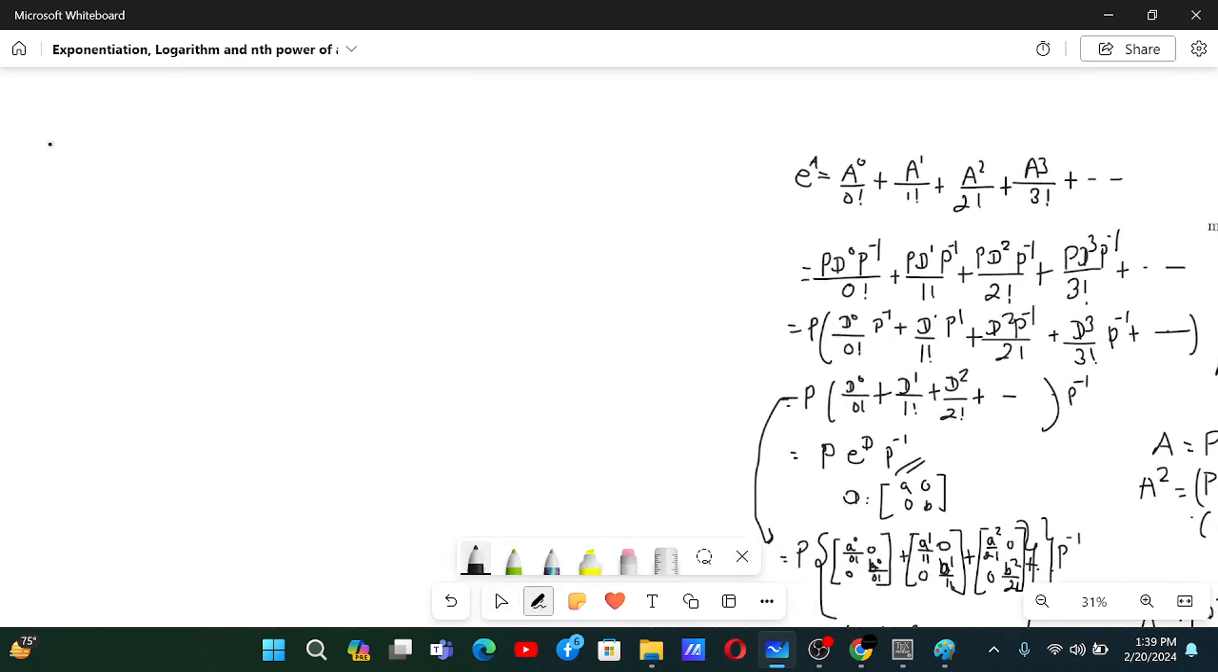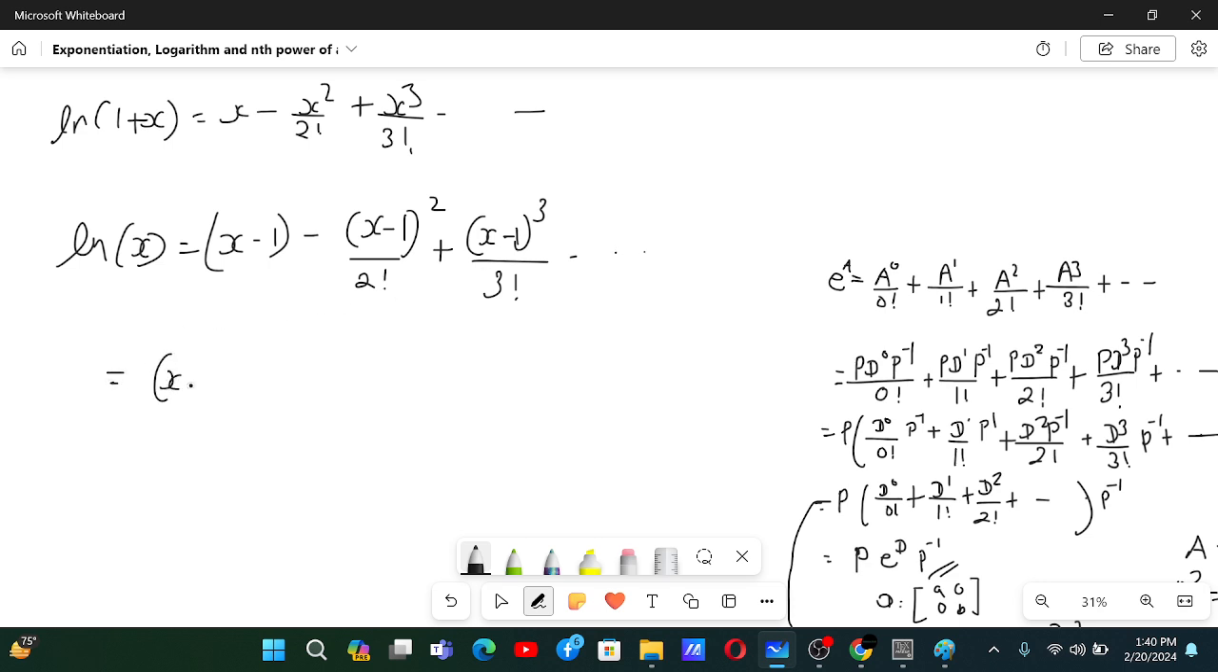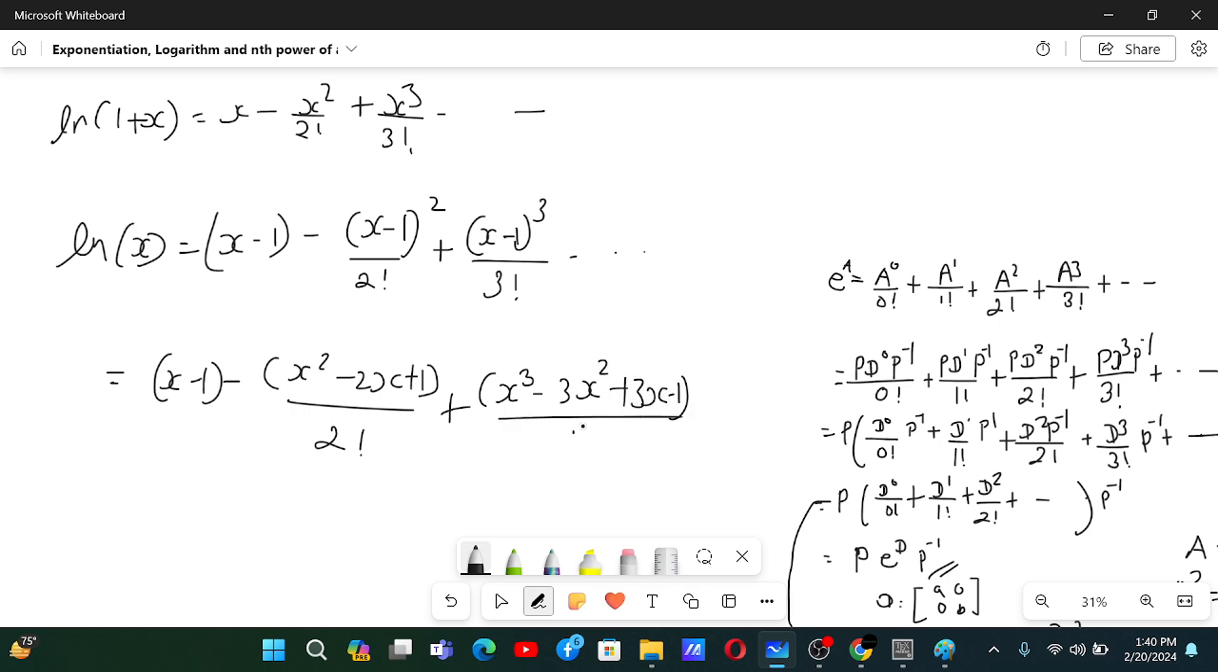Basically we can use the following thing. We know that ln(x) is basically (x-1) - (x-1)^2/2! + (x-1)^3/3! and so on. Basically I have used the definition of ln(1+x), which is x - x^2/2! + x^3/3!. So I'm using the definition. Now again we can write this as (x-1) - (x^2 - 2x + 1)/2! + (x^3 - 3x^2 + 3x - 1)/3! and so on. Okay, so this is the infinite series expansion for ln(x).